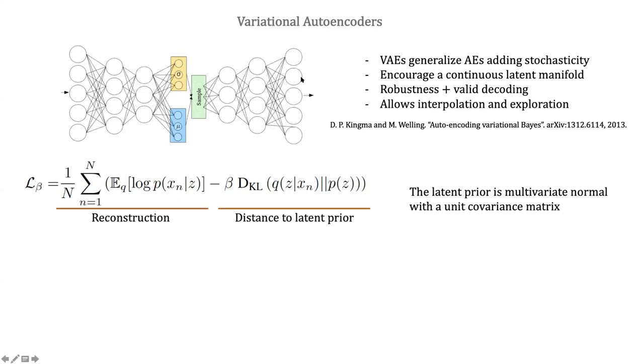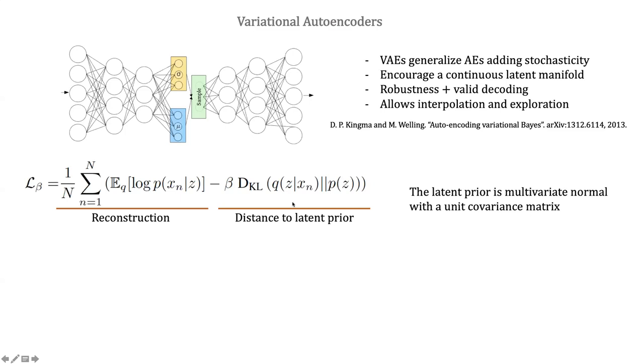So how do you actually train such an autoencoder? What is the loss function? What we had before in the normal autoencoder was just the reconstruction loss, which is showcased here, which just measures the discrepancy between the input and your output. What you add to the variational autoencoder loss function is a distance to a latent prior. So you assume that you have a prior distribution for your latent distribution, and this is a multivariate normal distribution with a unit covariance matrix, so uncorrelated dimensions. And along with the reconstruction loss, you measure your distance to the latent prior.